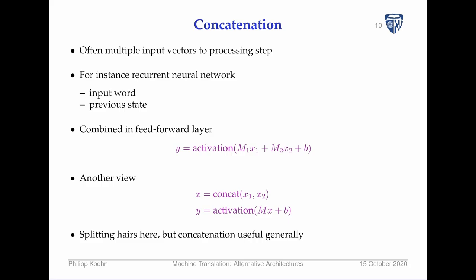Another view, which is actually identical, it's just a different way of framing this problem mathematically, is to say we first combine the x1 and x2. We're going to combine the two vectors that come in into one big vector by concatenating these two vectors. So we're just going to attach the bottom vector to the top vector, and then that's what we feed into a pretty straightforward standard feedforward neural network. Splitting hairs a bit, there's not really much difference between these two different ways of writing this down. But concatenation is maybe a useful feature generally, and it's something you might want to keep in mind as a possible way of dealing with multiple inputs.